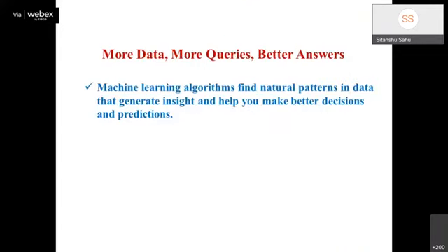This is, I can say, the dogma of machine learning algorithms. If you have more data and more queries, then better your answer. The more data points you have, and the more questions you ask, the better the model will learn, and it will answer in a better way whenever the algorithm is presented with an unknown set of data points. That means machine learning algorithms find natural patterns or structures in the data that generate an insight and help you make better decisions and predictions or forecasting. We call this the dogma of machine learning. The more the data, the more the query, the better will be your inference or decision making.